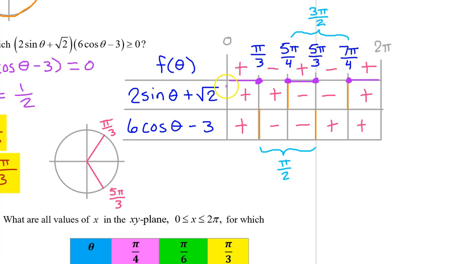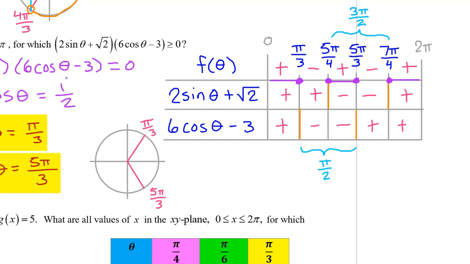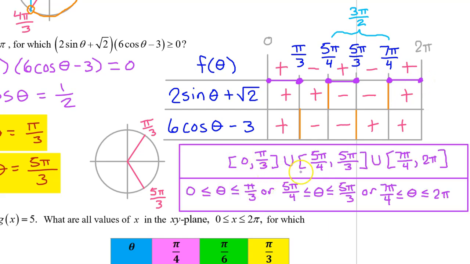What about the beginning and the end of the domain? Should those be included? Looking back at the setup, we see the less than or equal to signs on 0 and 2 pi. So 0 and 2 pi can be included in the solution set. And we will include them because f of theta is positive at 0 and positive at 2 pi. Here's the solution in interval notation and written as an inequality.